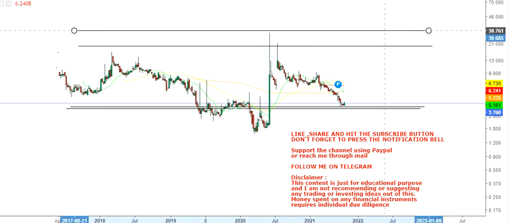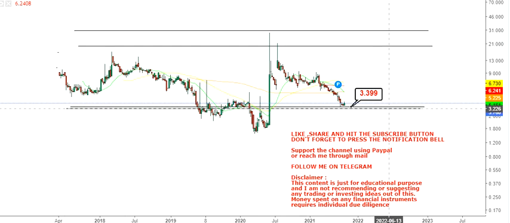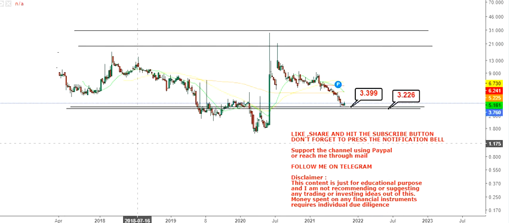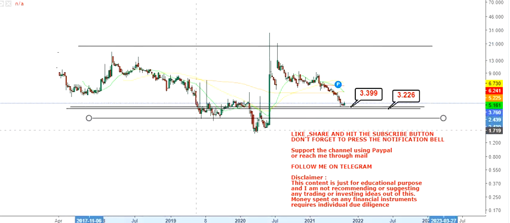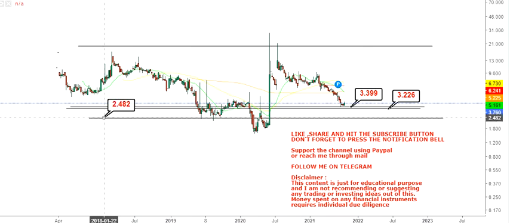And the levels which may work as a support, or I would say the stop loss, will be in between 3.39 and 3.22, or 3.2 and 3.39 will be your immediate support level, and the stop loss which we may look at will be 2.48. So either way you can choose any of these depending upon the kind of risk appetite you have.